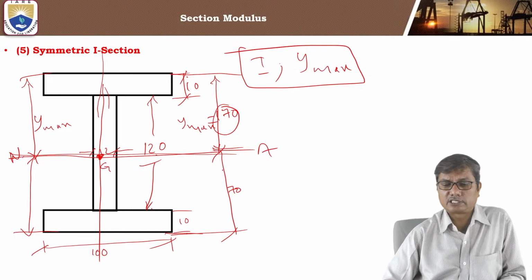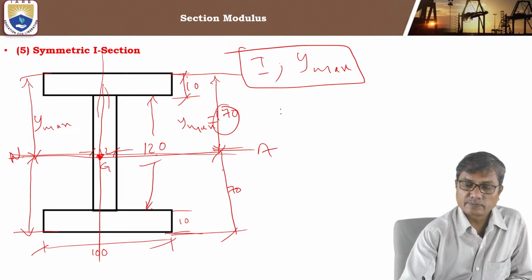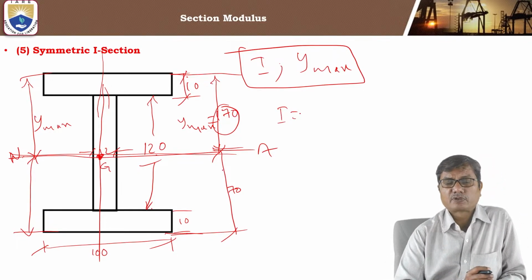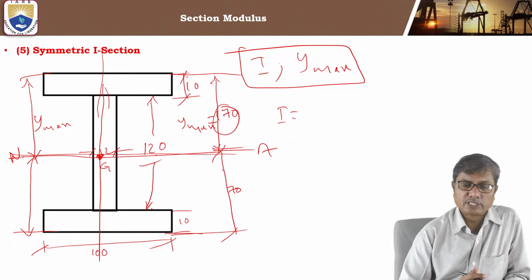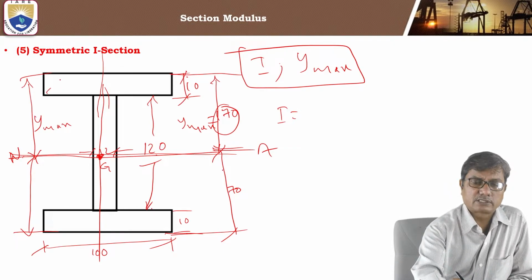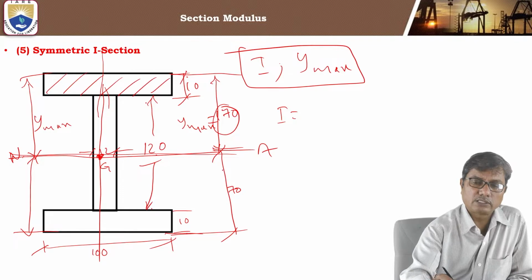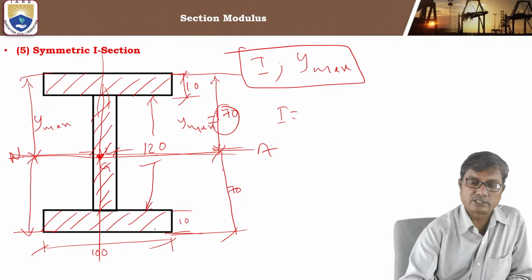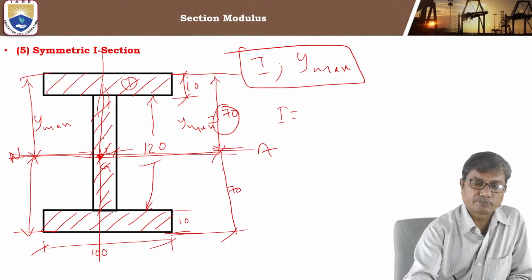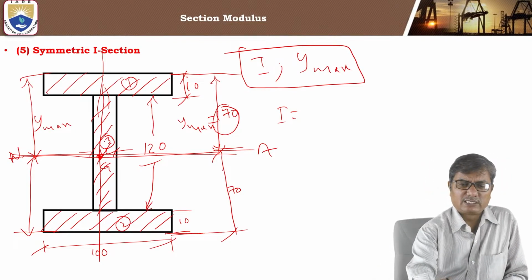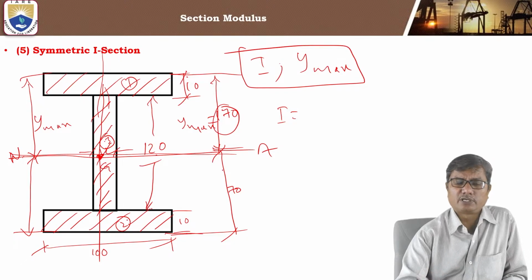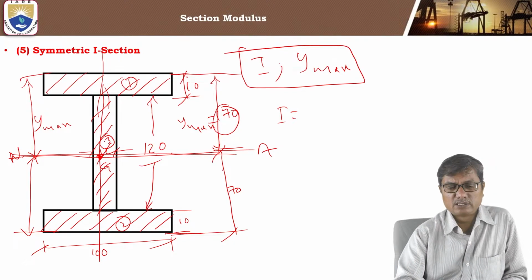And how about the moment of inertia? Moment of inertia for this section about centroidal axis. You can divide this area into three components: top flange, bottom flange. This is first part, and this is second part, and third part is web portion. So we find the moments of inertia of these three parts separately about the centroidal axis.